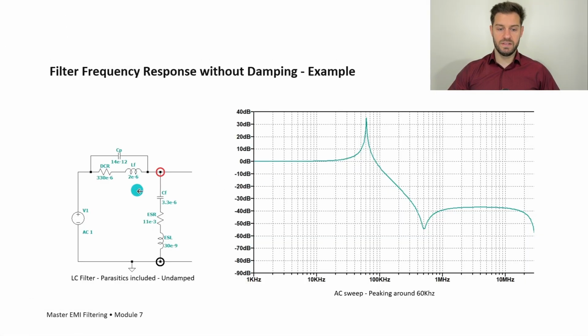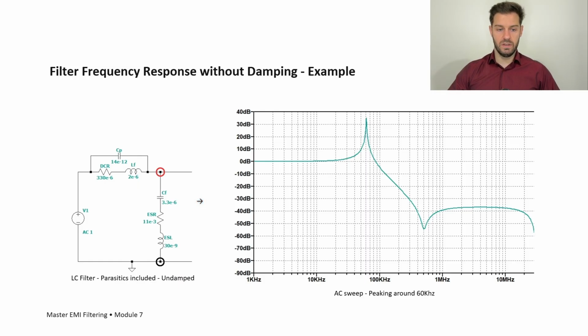The filter is an LC filter. LF and CF basically are the main components of the filter and their parasitics. So LF has some parasitics, DCR and the parasitic capacitance. Okay, this is the real model of an inductor, and this is the real model of a capacitor. This is the main capacitor, and this is its parasitics. ESR and ESL are the parasitics for this capacitor.